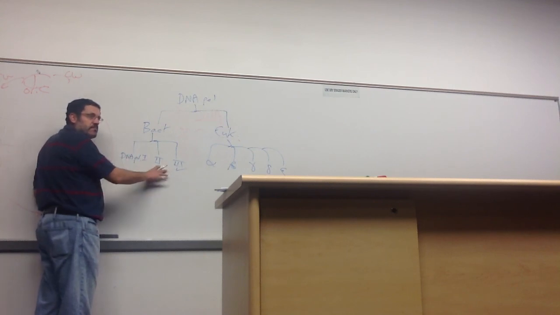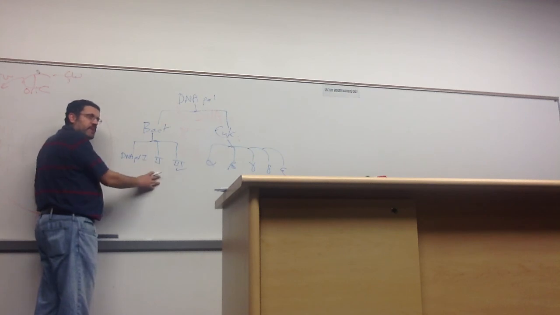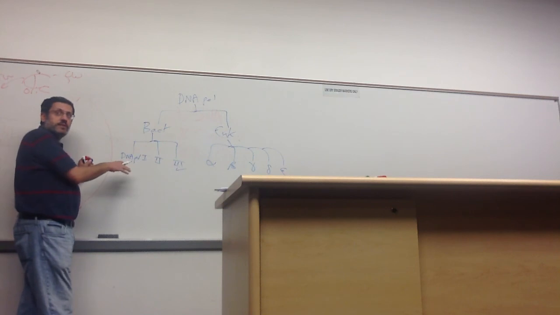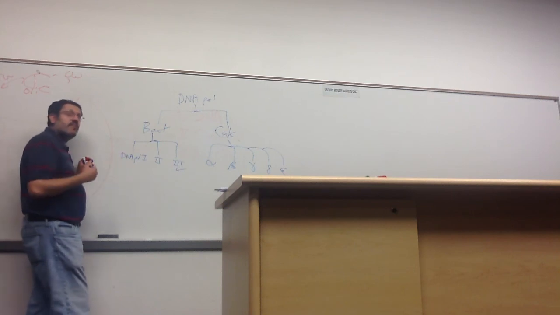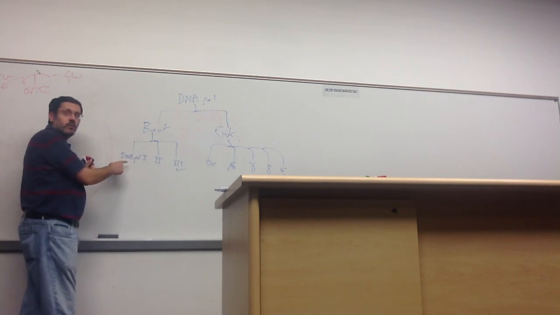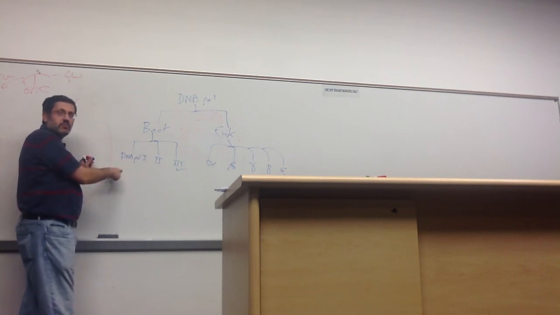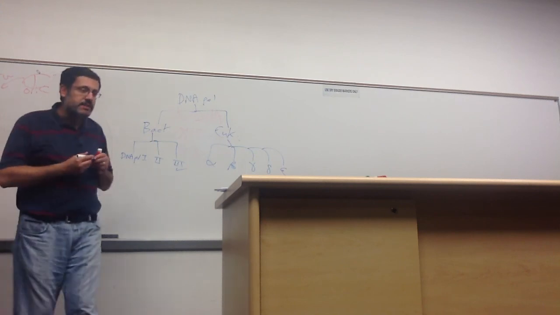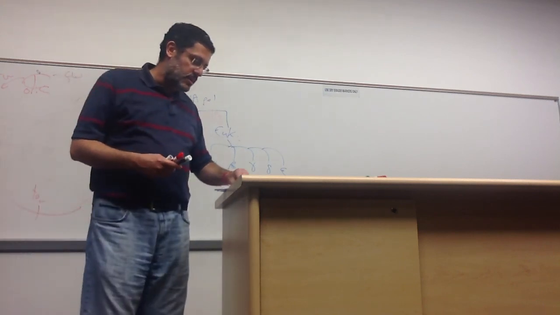True or false? All of them polymerize 5 to 3. True. All of them remove bases 3 to 5. True, because that's proofreading. Which one is the only one that removes bases 5 to 3 going forward? Pol 1. What does it use it for? To remove the primers. So again, please know the properties.